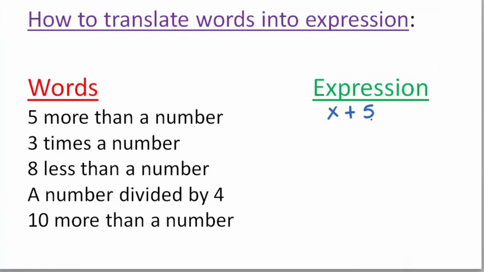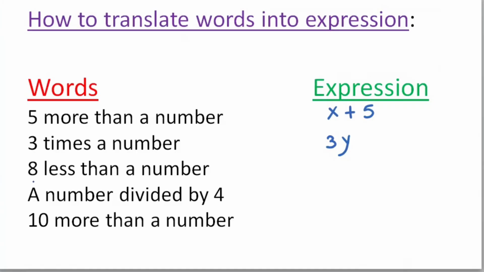This is the expression. Okay, these are the words, and here comes the expression for 5 more than a number. Then the second says 3 times a number. 3 times means it must be multiplication. So 3 times a number, we take a number like y. So this is the expression of 3 times a number. Why are we using the letter here? Because these are the variables. We don't know the exact number, what it is.